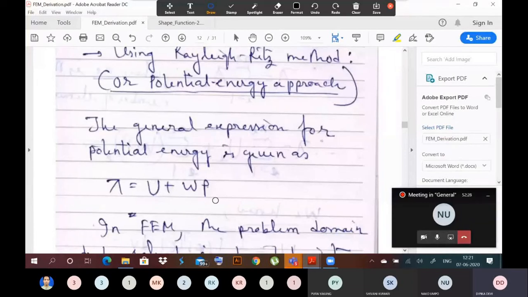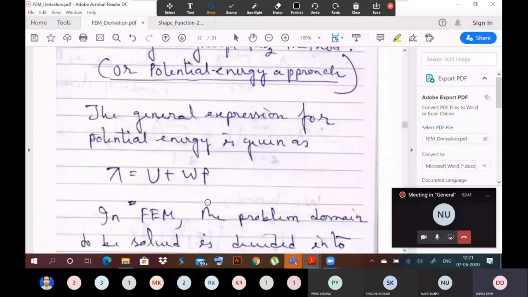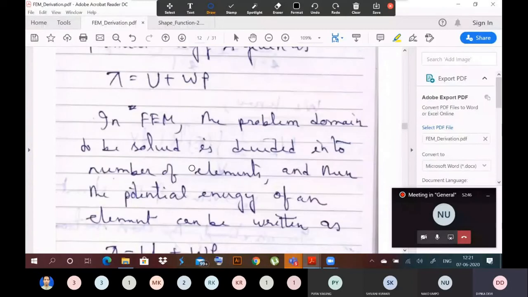In FEM, the problem domain to be solved is divided into a number of elements. And then the potential energy of the element can be written in elemental form like this. So this is a general expression. Now we can write the expression for potential energy of an element like this. So pi E, the potential energy of a particular or generic element, is equal to UE, the strain energy of that element, plus the work potential of that particular element.